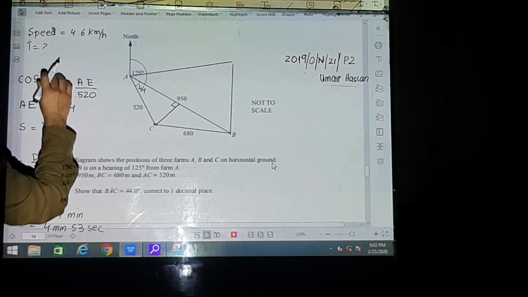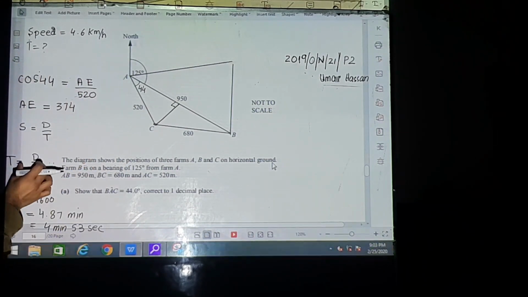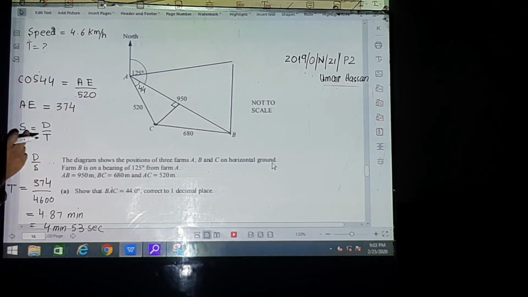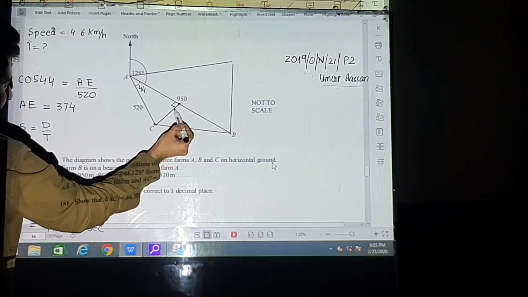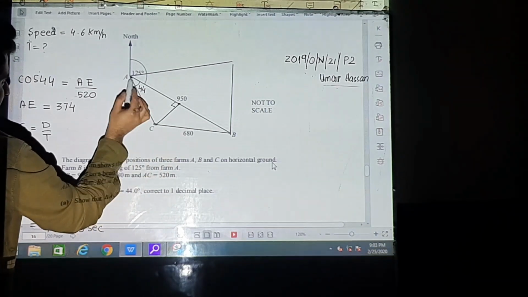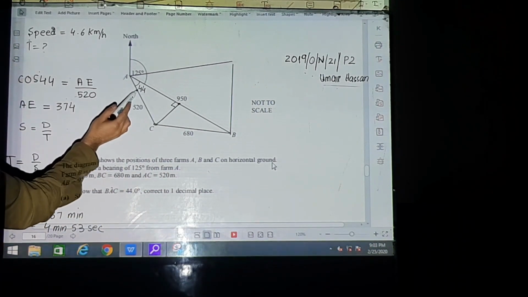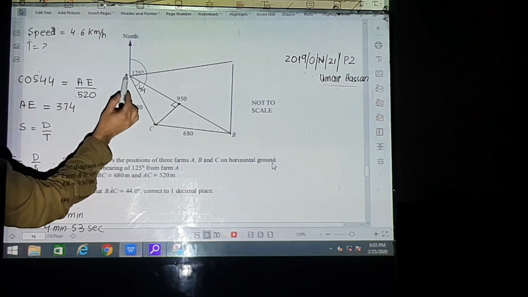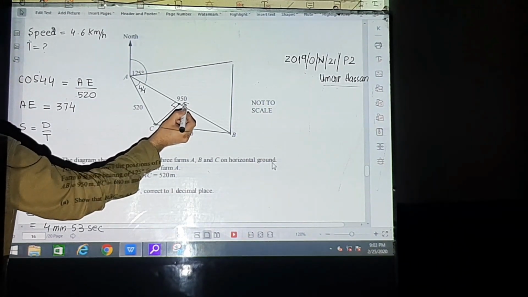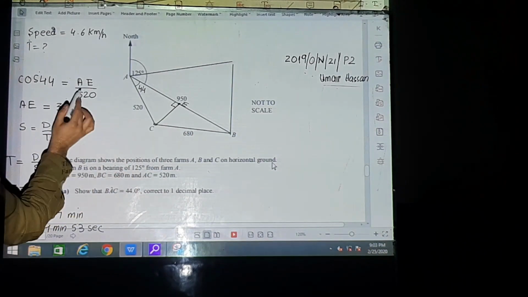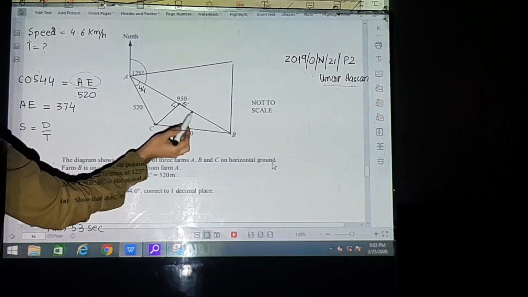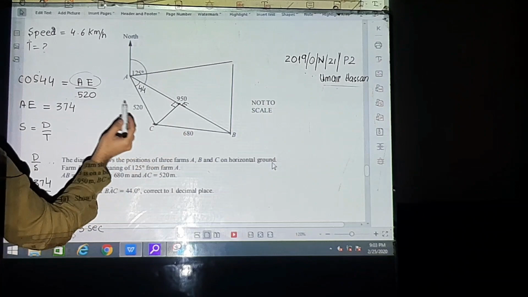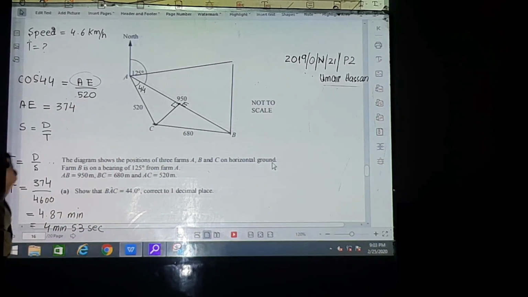Now this is a right triangle. We know the speed, we need to find the time. So speed is distance over time. We know the speed, we don't know the distance when she will reach this point, and this point is closest to C because this is the perpendicular distance. So this distance can be obtained using cos 44 is base over hypotenuse. Let's suppose this point is called E, so AE over 520. From here, AE, the distance which Amira walks till she is closest to point C, is 374.